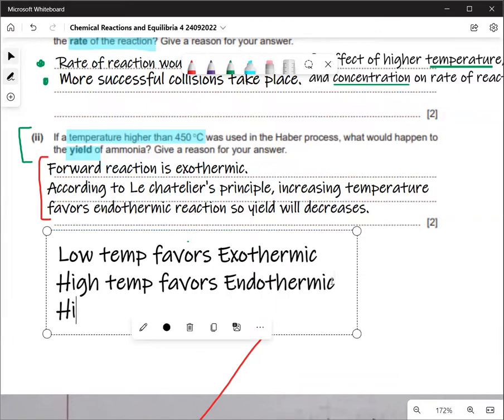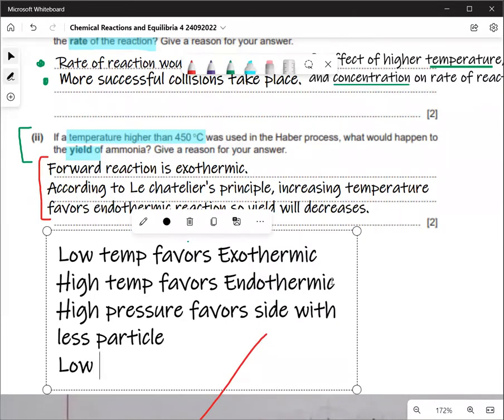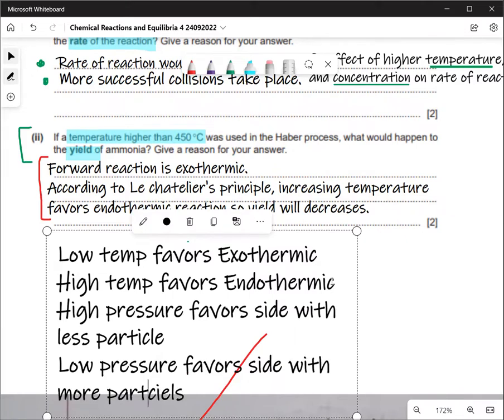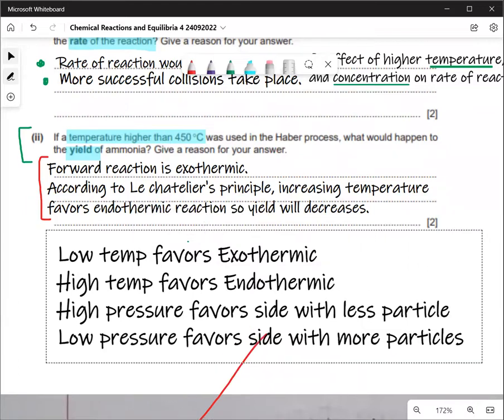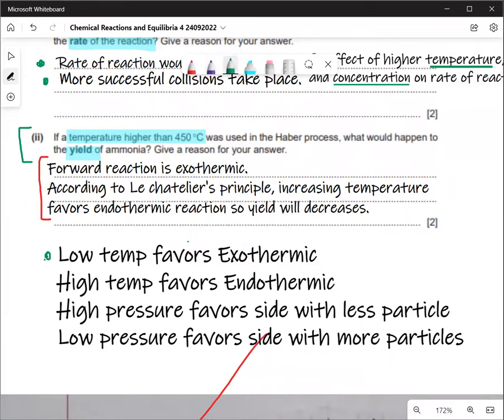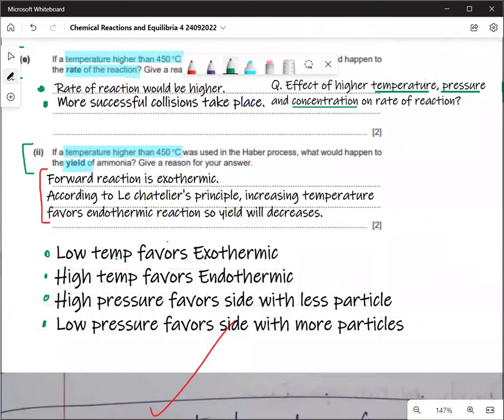In the same way, high pressure favors the side with fewer particles, or low pressure favors the side with more particles. Now these are the 4 things we learned in Equilibria according to Le Chatelier's principle: low temperature will favor exothermic, high temperature will favor endothermic.